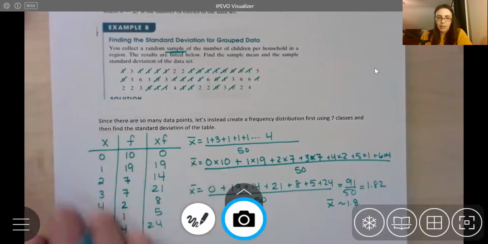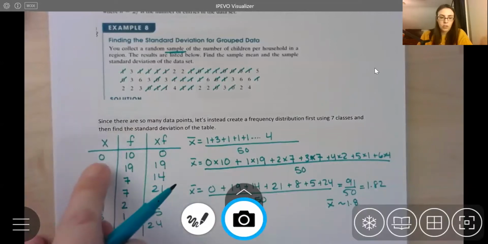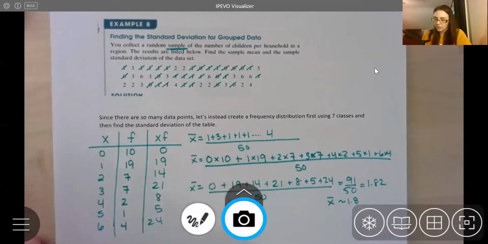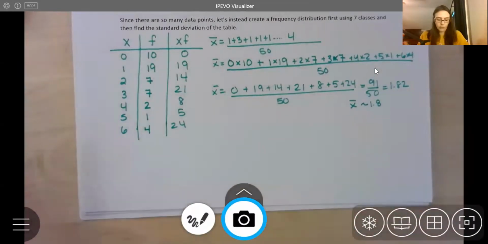So we're going to use the same idea because we have repeated values over and over again. We're going to start with just doing one of them, so just doing the 0, the 1, the 2, through the 6. And then we're going to use these multipliers here like we did for the mean, but also for standard deviation. So let's do a different color first.